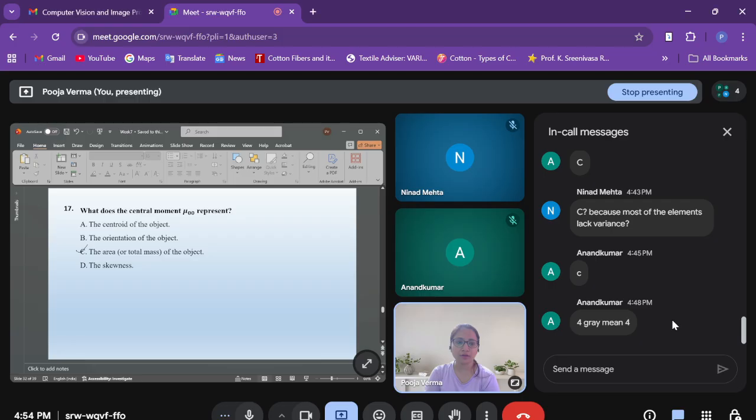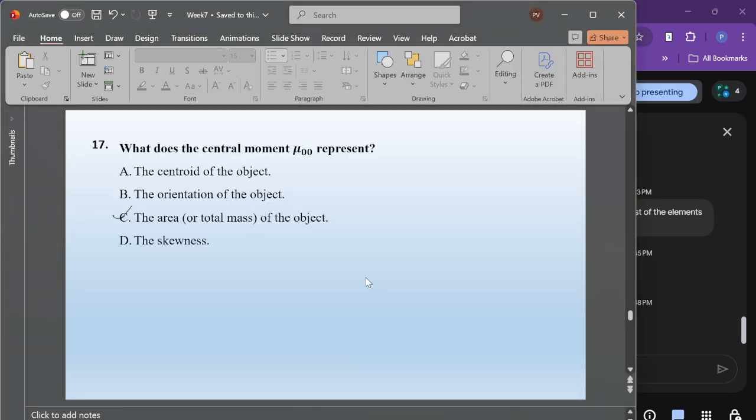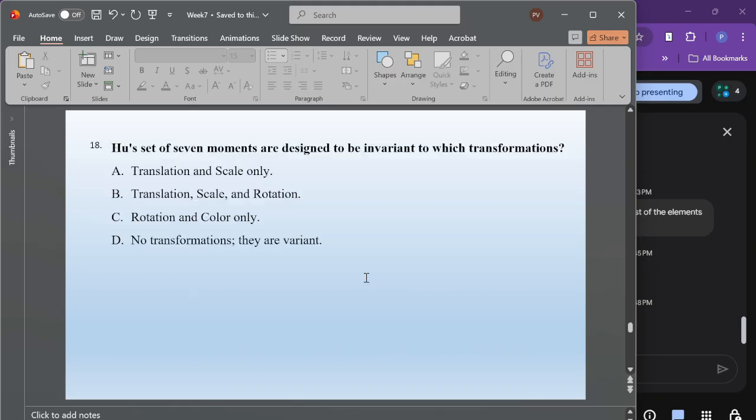Is it fine to all of you? What does the central moment mu 00 represent? Okay, so I hope all of you have understood. Now moving to our next question.